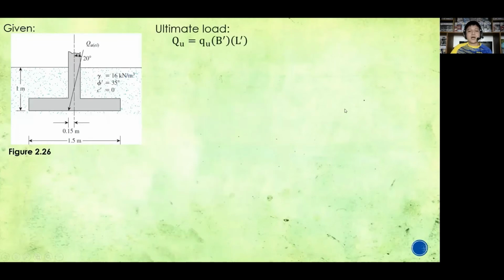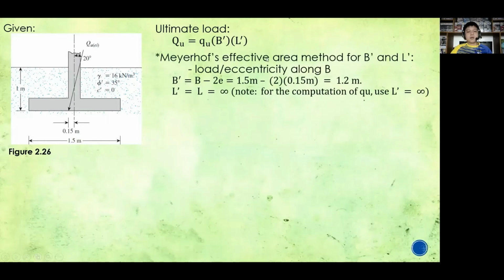So for the process, our ultimate load, QU, is equal to the pressure times effective dimensions. Under Meyerhof effective area method, for B prime and L prime, similarly for this problem, your loading is along B. Therefore, B prime is equal to B, that is 1.5, minus twice the eccentricity, which is 0.15. Thus, B prime is 1.2 meter initially. L prime is L, that is infinite.